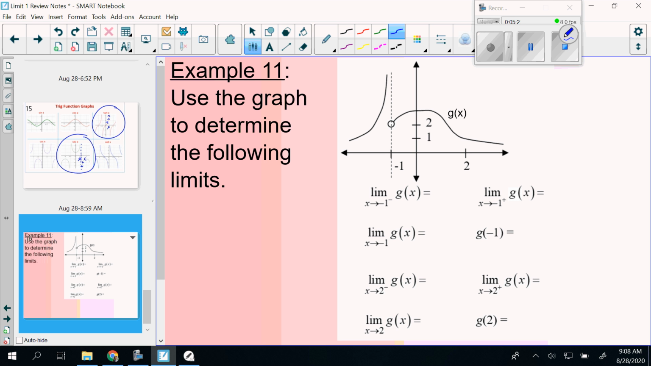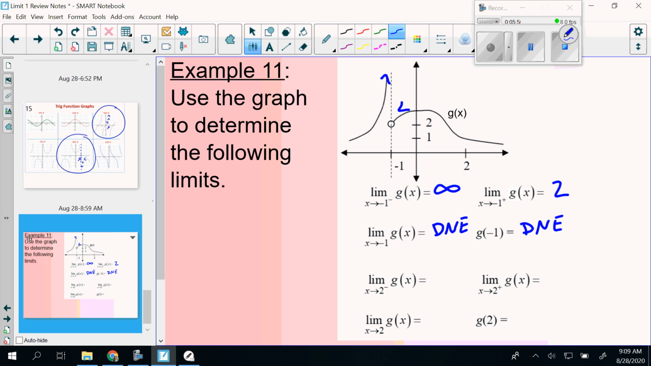For this first one, as you approach -1 from the left here, you can see it's increasing, so that would be infinity. -1 from the right, that does have a value there. It looks like it should equal 2. What is the limit then as you approach -1? These are not matching, and so that limit does not exist. What is g at -1? If you look there, it's an asymptote. There is no value there, so that also does not exist.